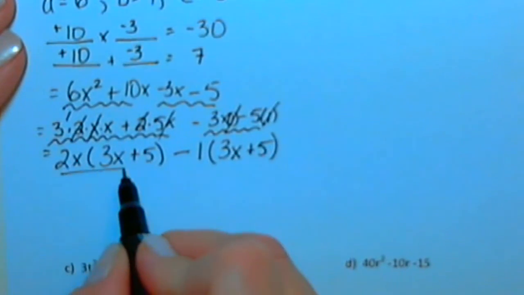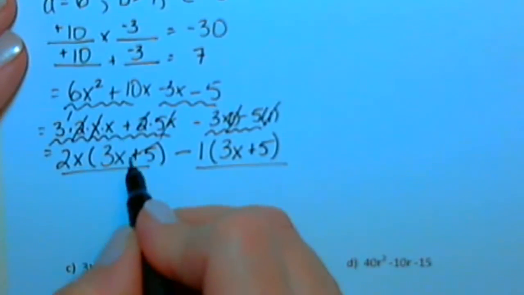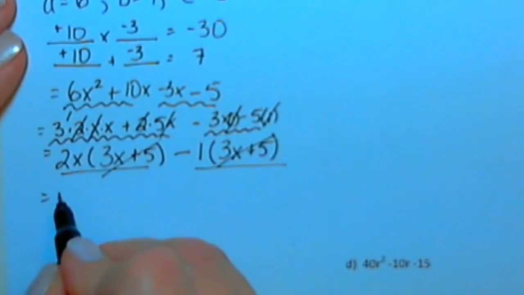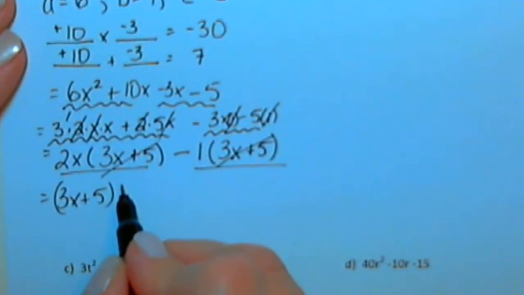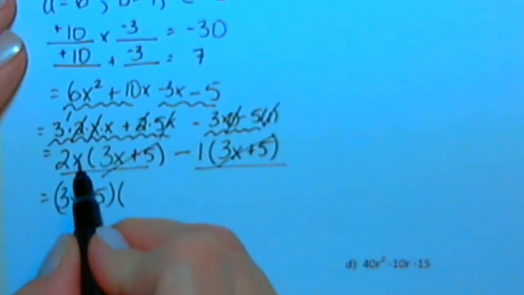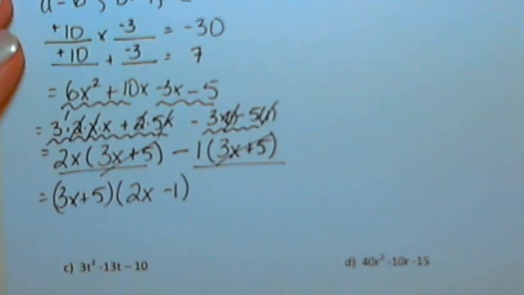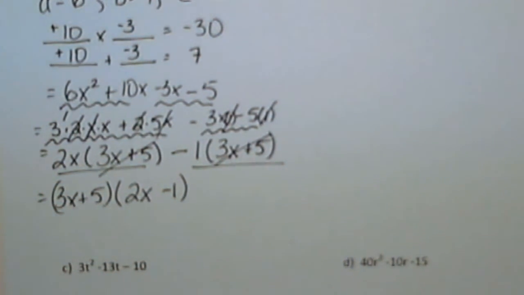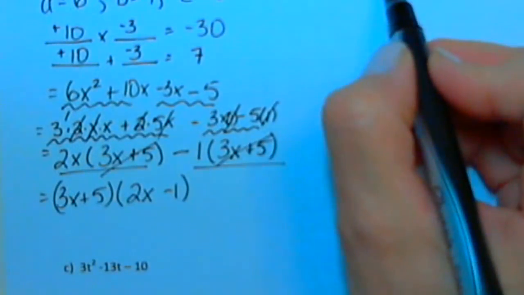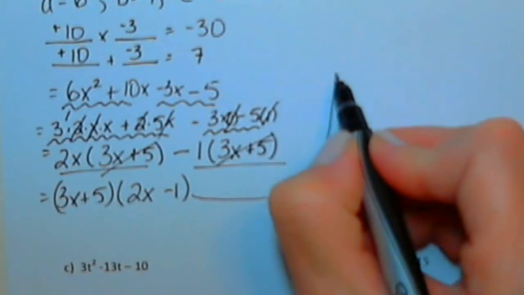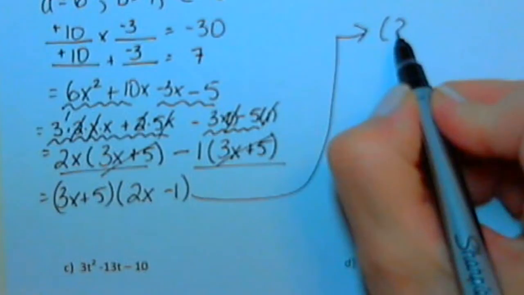What do we have left between this guy and this guy? Well, they both have a 3x plus 5, so we write that down in brackets, followed by what's left, which is a 2x and then a minus 1. Now for this question here, you're asked to expand to check. So I'm not going to do this question up here in the interest of time and space, but I am going to show you how we would expand to check this.